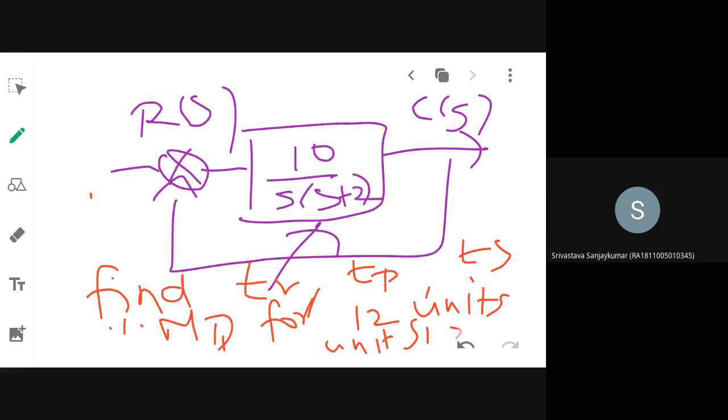Have you taken down? First step is you need to find the closed loop transfer function. Find it out and tell me. Again, what type of feedback system is it? It's a negative feedback system.